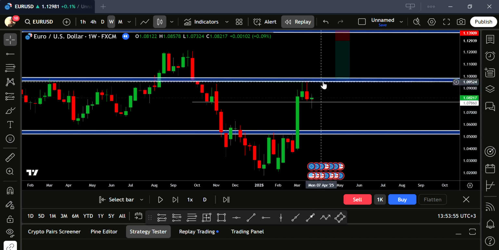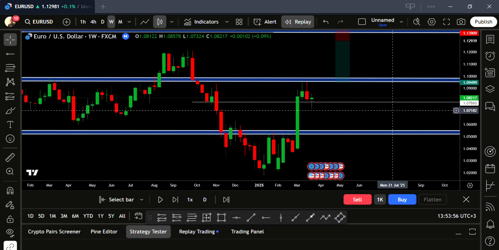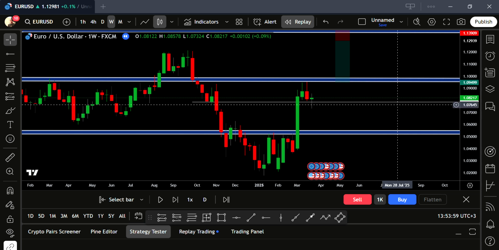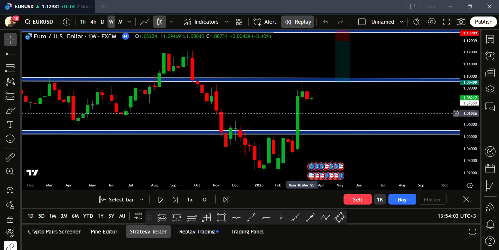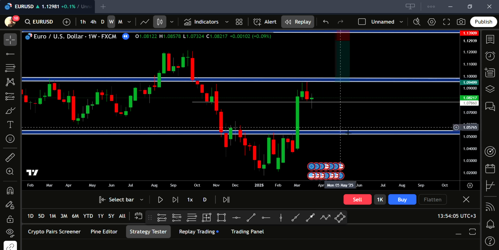The week has ended. Now we are proceeding to the daily time frame to look for entries with a bullish storyline, because now it is rejecting going up. So this is going to be a bullish storyline. So we head over to the daily time frame.